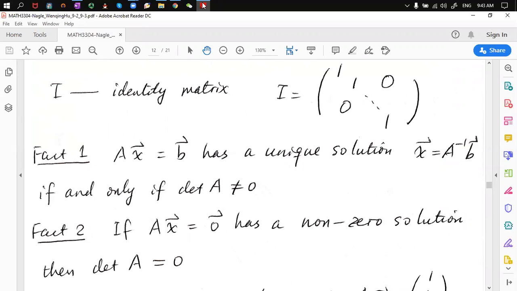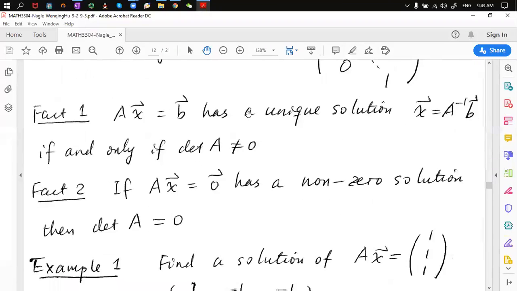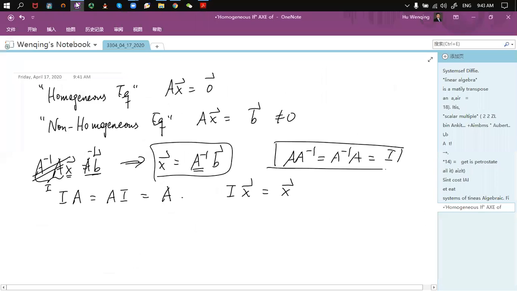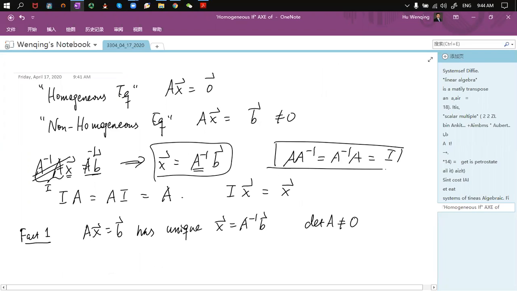But when do you have a solution? You have two facts that we would like to talk about. Fact one says that AX equal to B has a unique solution, which must take the form X is equal to A inverse of B. When do you have the inverse of a matrix? You have the inverse of a matrix simply when the determinant is not equal to 0. Remember this: if the determinant is non-zero, the matrix has an inverse. Now fact two: let's consider AX equal to 0.